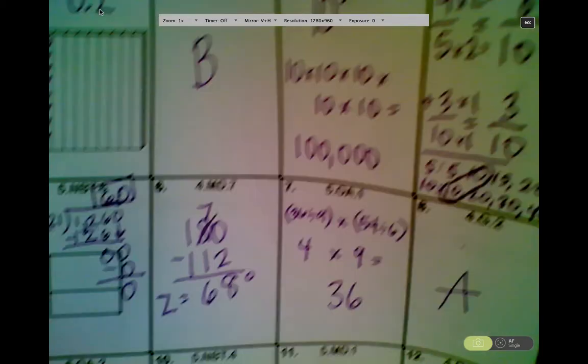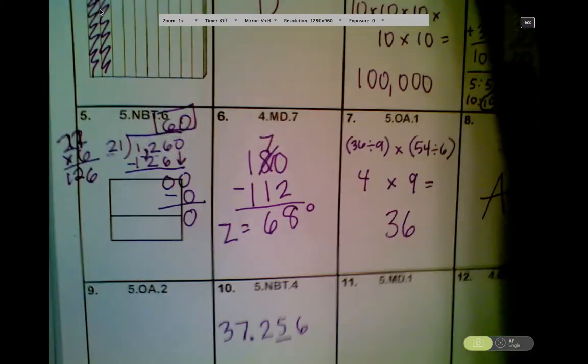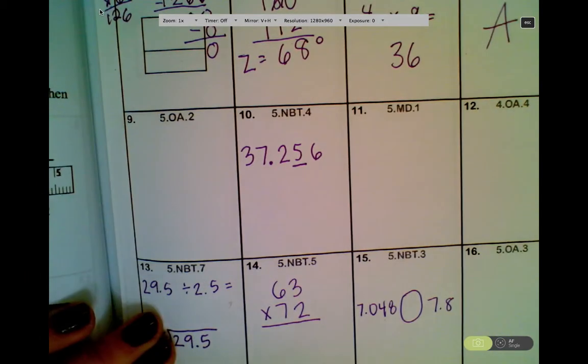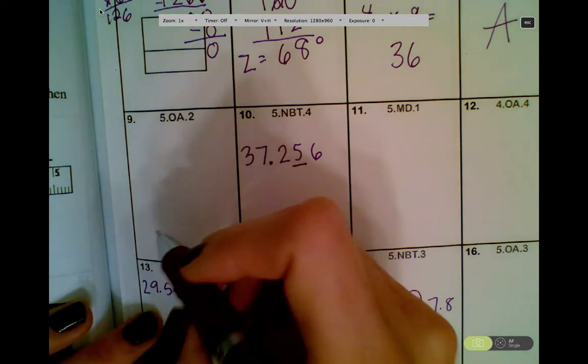Number 9. Choose the numerical expression that represents dividing 1,160 by 2 and then multiplying by 7. Your answer is B.